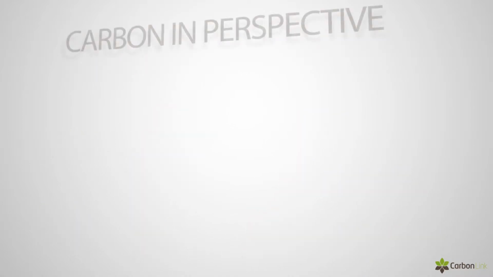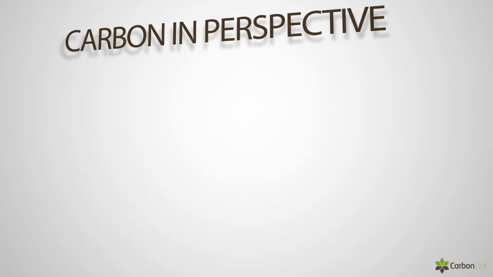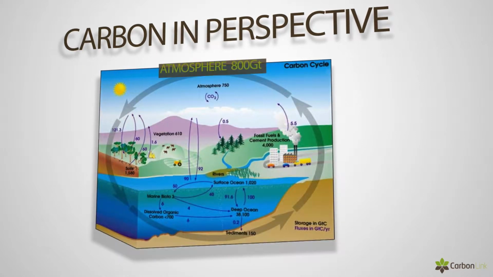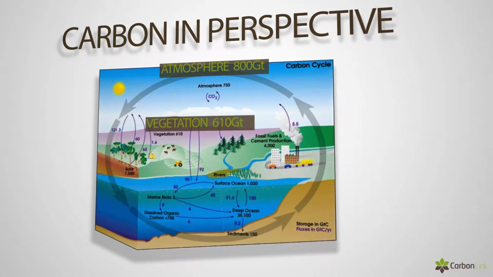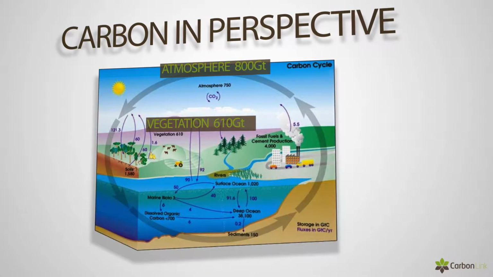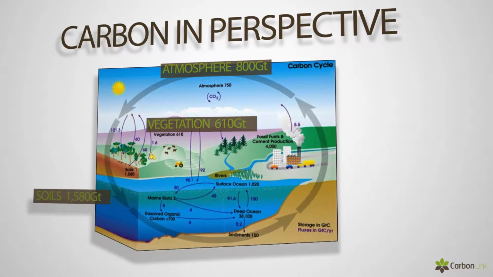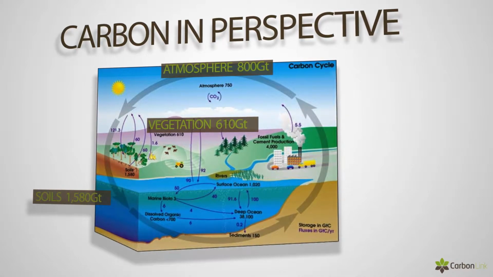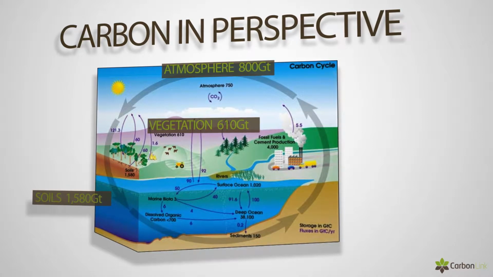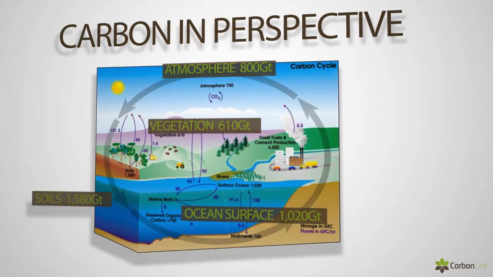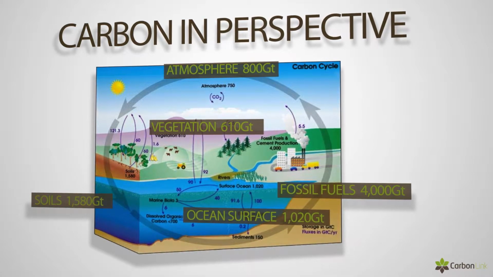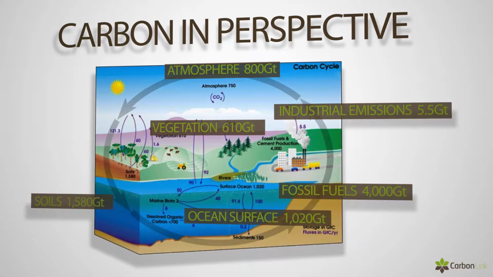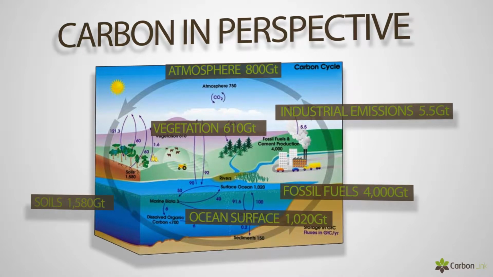Let's have a look at where carbon actually is in the whole biosphere. In the atmosphere, we've got around 800 gigatons of carbon. In all the vegetation on Earth, around 610 gigatons. In the soils, around 1,580 gigatons, and some estimates are 2,000 gigatons in the top metre of soil. There's around 1,000 gigatons in the surface of the ocean, about 4,000 gigatons stored in fossil fuels, and we emit around 5 to 8 gigatons of carbon into the atmosphere every year.